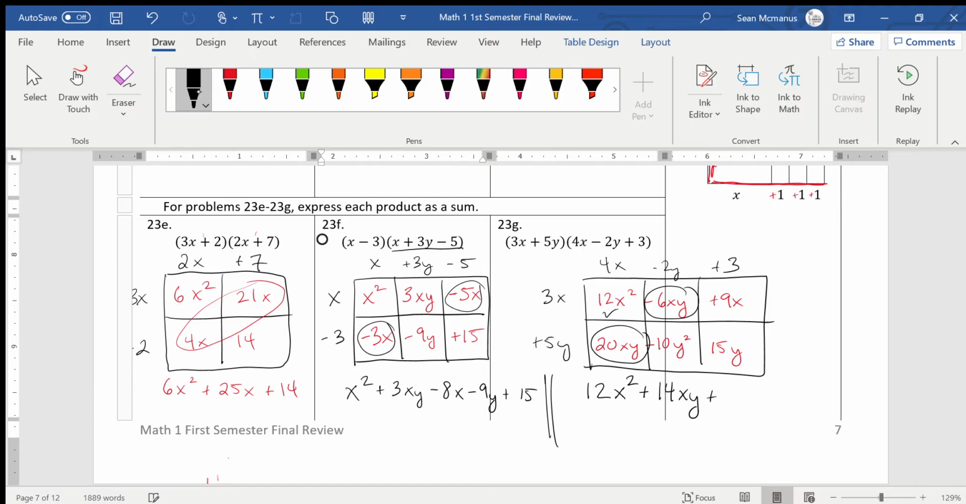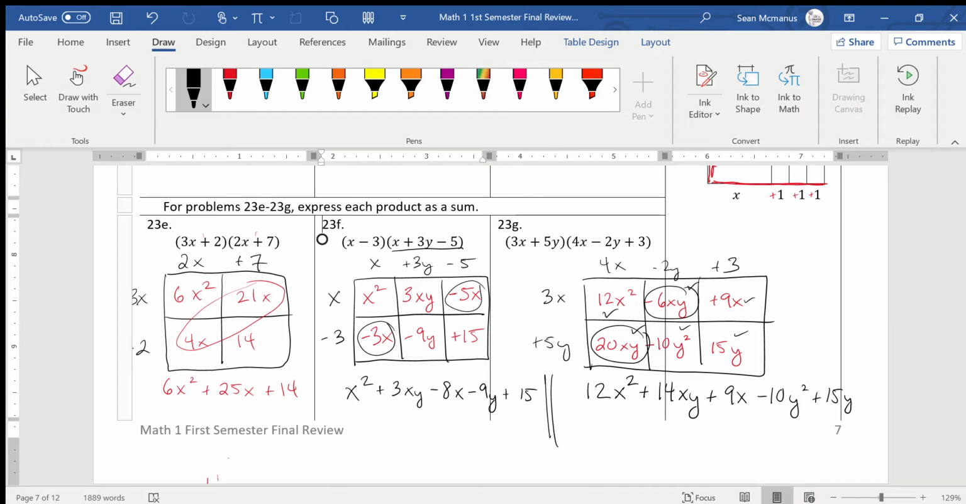I did this one, I did this one, I did this one. Plus 9x minus 10y squared plus 15y. So I just went through every single box and listed them out. So again, remember, this is a multiple choice test. So if you get something like this to do, you probably need to do the box to get the answer. And even if you do all your work and you get what I have right there, the answer might be written in a different order.